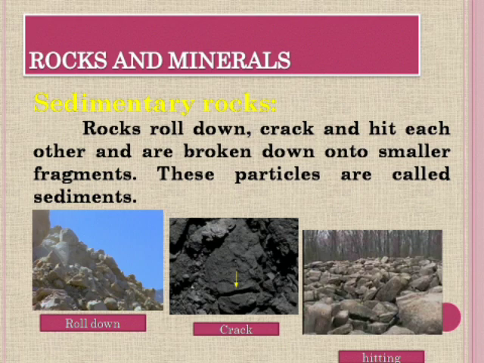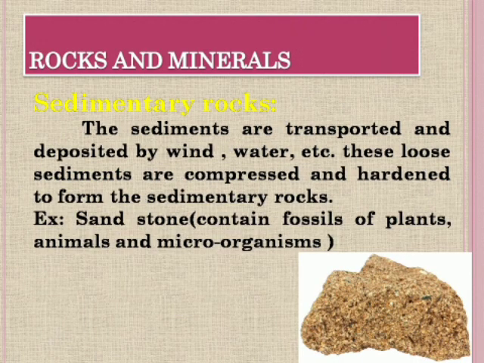The next type of rock is sedimentary. Usually rocks roll down, crack and hit each other and are broken down into smaller fragments. Fragments means pieces. These particles are called sediments. These sediments are transported and deposited by wind, water, etc. Then these loose sediments are compressed and hardened to form sedimentary rocks. For example, sandstone. It contains fossils of plants, animals, and microorganisms.